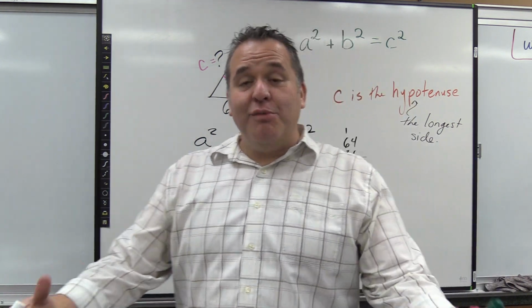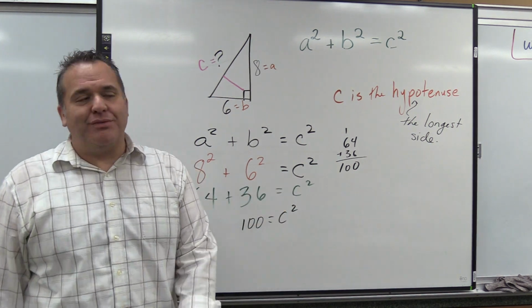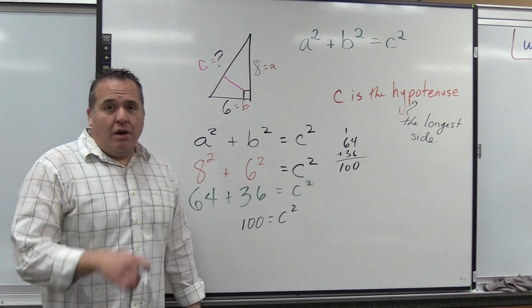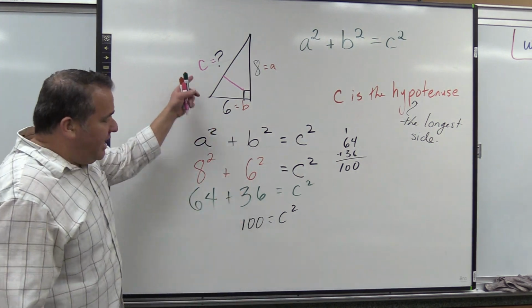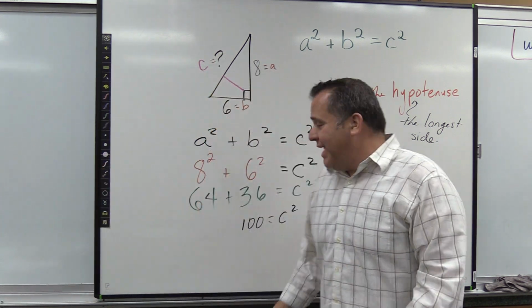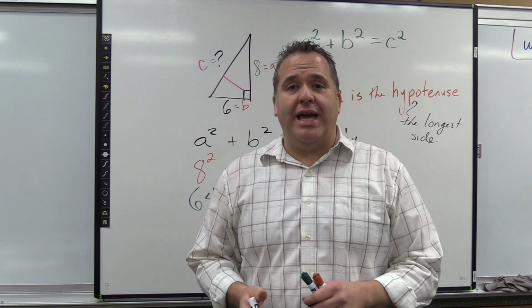Right? Now, some of y'all may be smiling saying, oh, that was easy, and you're going to circle it and think you got the answer. Guess what? You don't. This is not the answer. We're looking for C, not C squared. So what we need to do is figure out a way to get rid of the square that's on the C. Well, how do we do that?